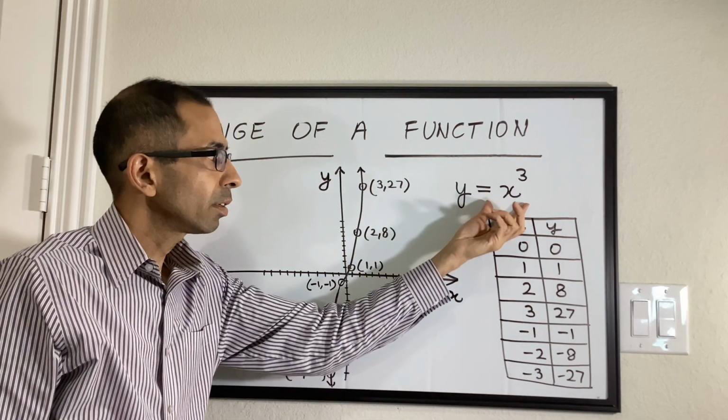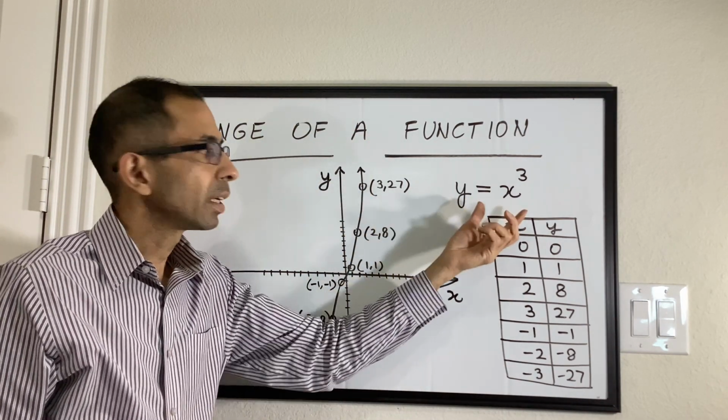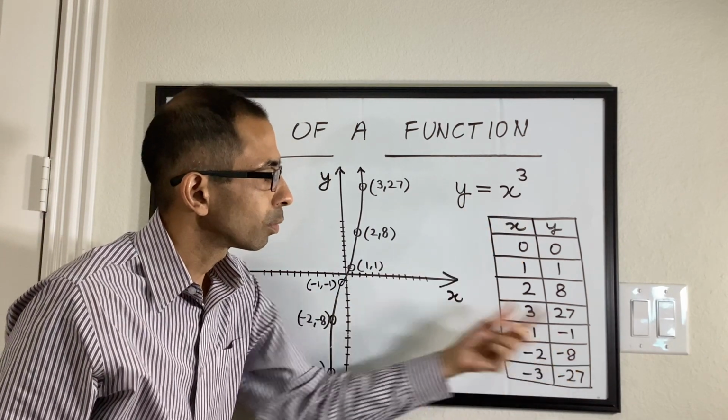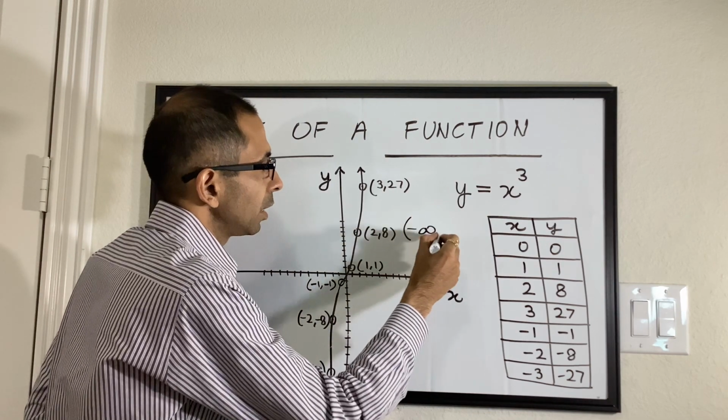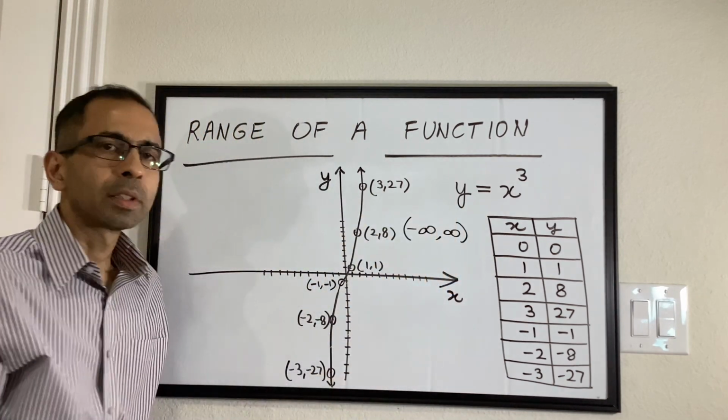When x is positive, y will be positive, and when x is negative, y will also be negative. So the range of this function would be minus infinity to plus infinity.